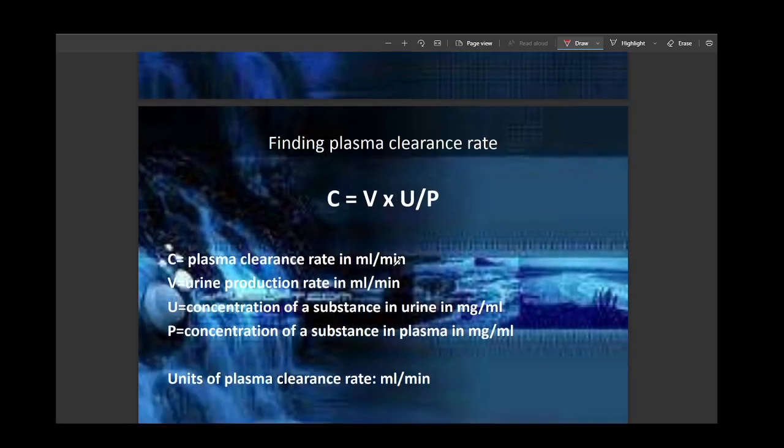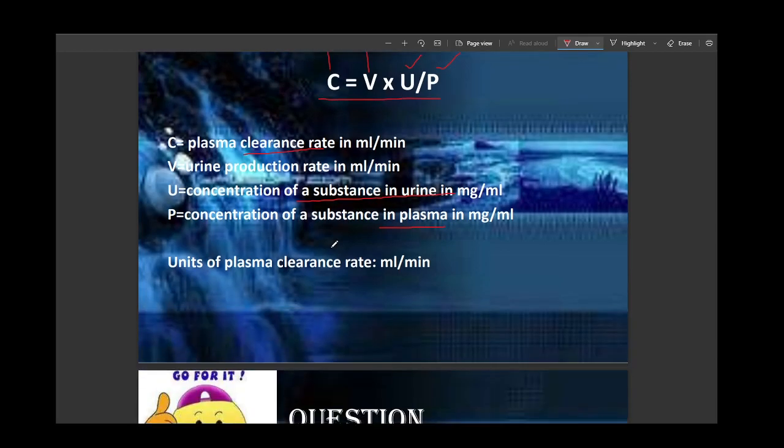So how do we find the plasma clearance rate? C is equal to V multiplied by U divided by P. What is C? C is the plasma clearance rate, C for clearance, V for urine production rate, U for the concentration of a substance in urine, and P for the concentration of the substance in plasma. U for urine, P for plasma, V for urine production rate, C for clearance, and its rate is in ml per minute.